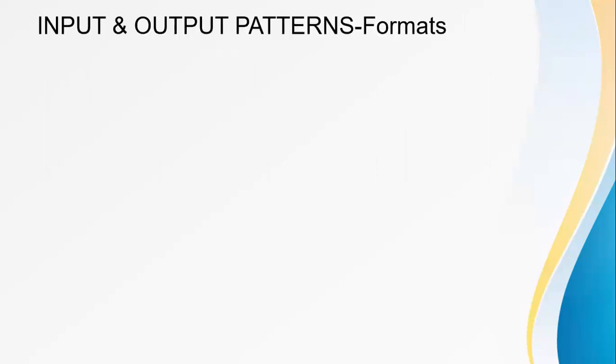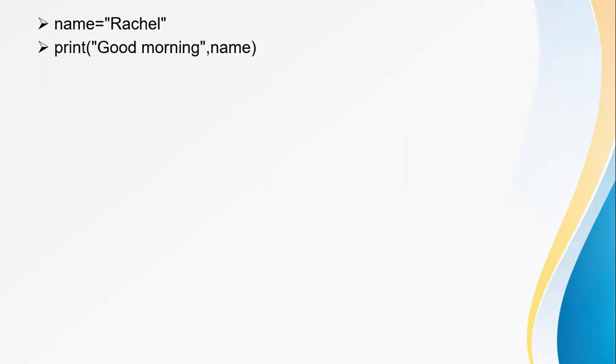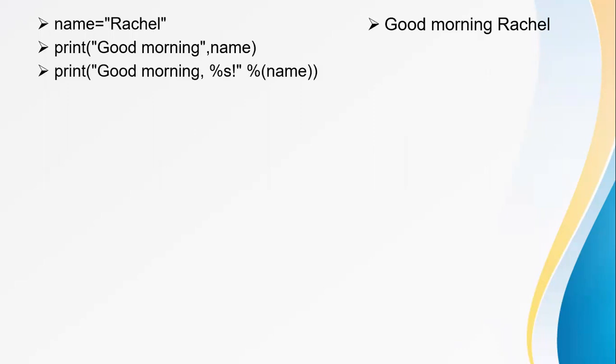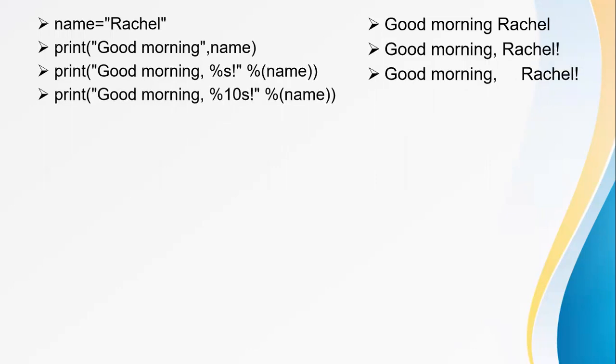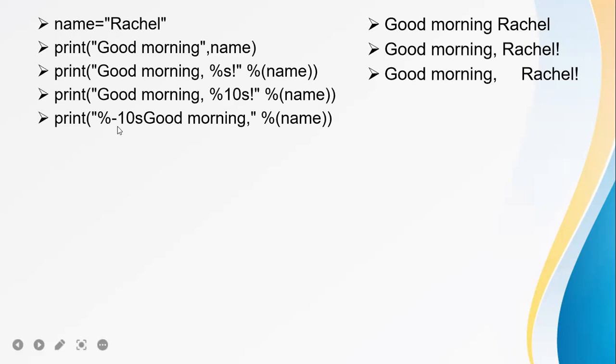Okay, now I'm going to start talking about input and output patterns. Now we are moving towards input and output patterns. What is the difference here? Can you see? When I use the 10s, the spaces increase. When I use 10s before, see here, good morning, 10s. My Rachel comes before, and good morning goes back.